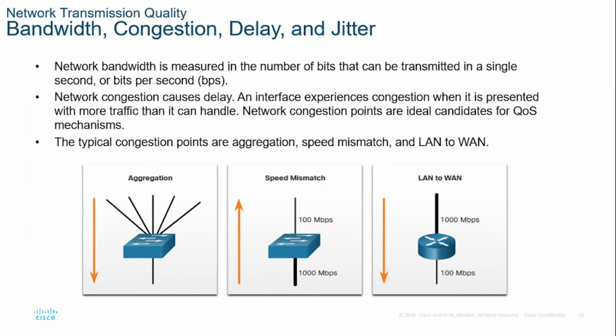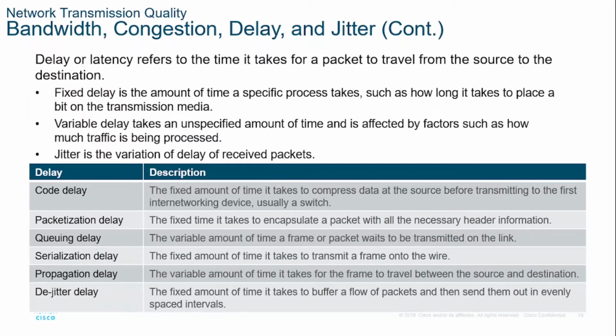Delay, or latency, refers to the time it takes for a packet to travel from the source to the destination. Two types of delays are fixed and variable. A fixed delay is a specific amount of time a specific process takes, such as how long it takes to place a bit on the transmission media. A variable delay takes an unexpected amount of time and is affected by factors such as how much traffic is being processed.